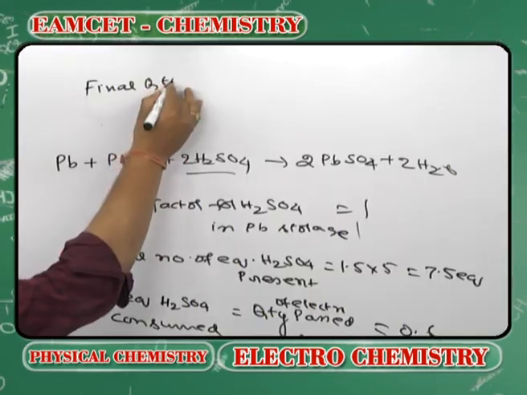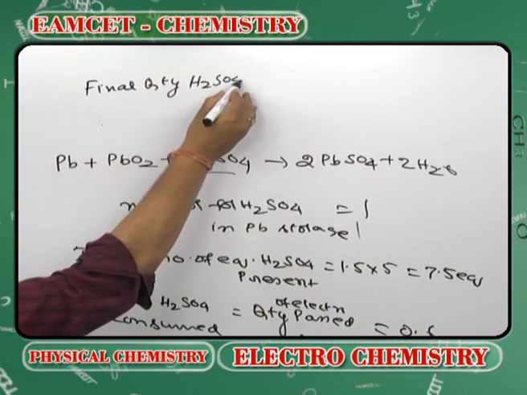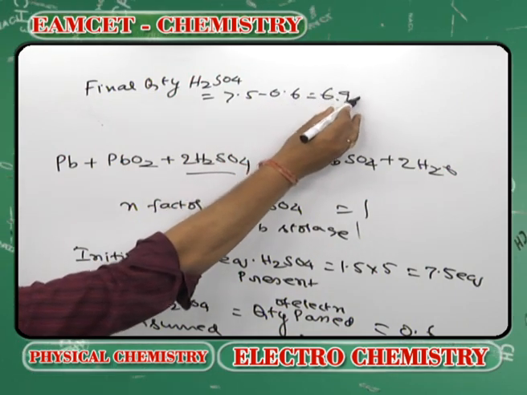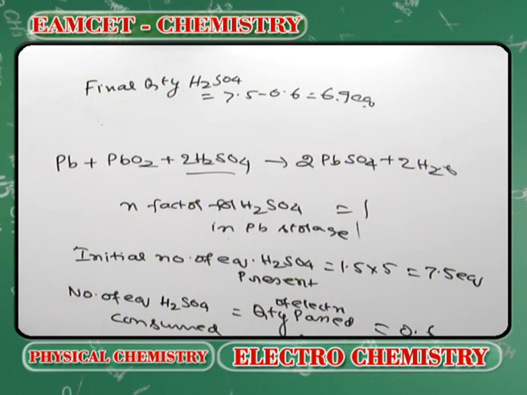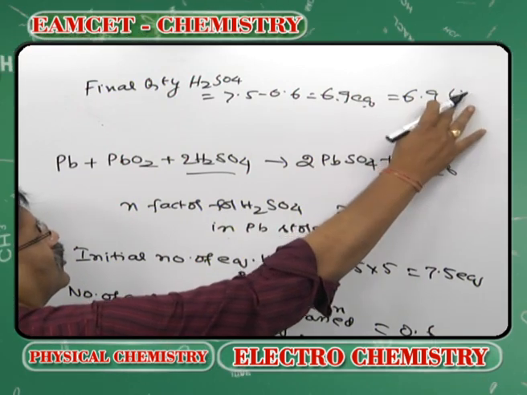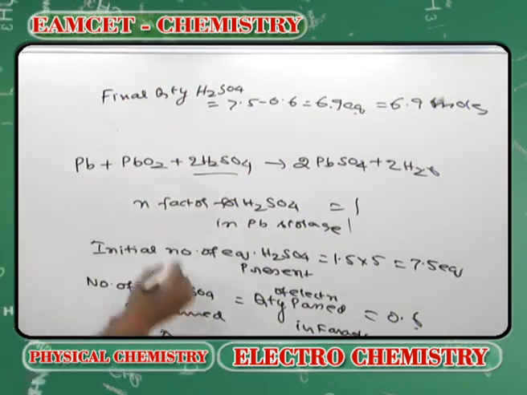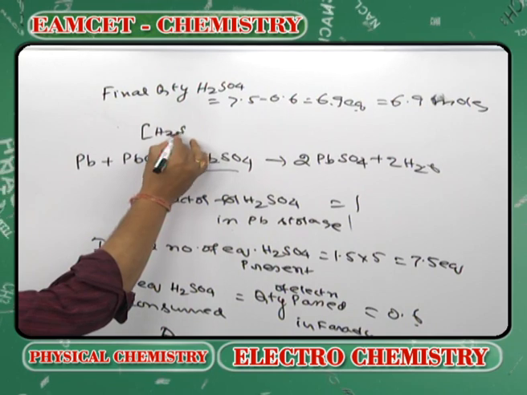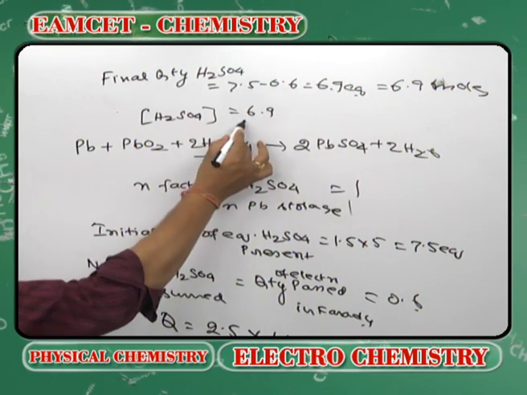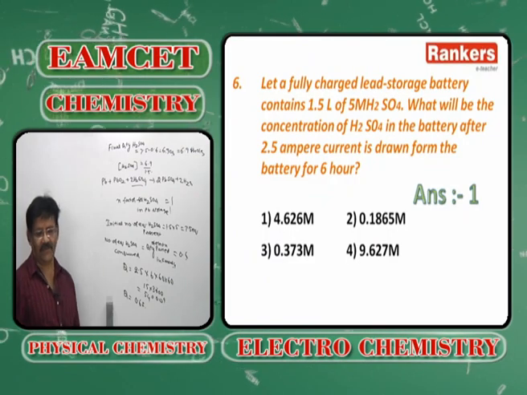So the final quantity of H2SO4 left out is equal to 7.5 minus 0.6, 6.9 equivalents, or it can be 6.9 moles, because here the n factor is equal to 1. So the final concentration of H2SO4 will be equal to 6.9 moles divided by the volume in liters. It is option 1.